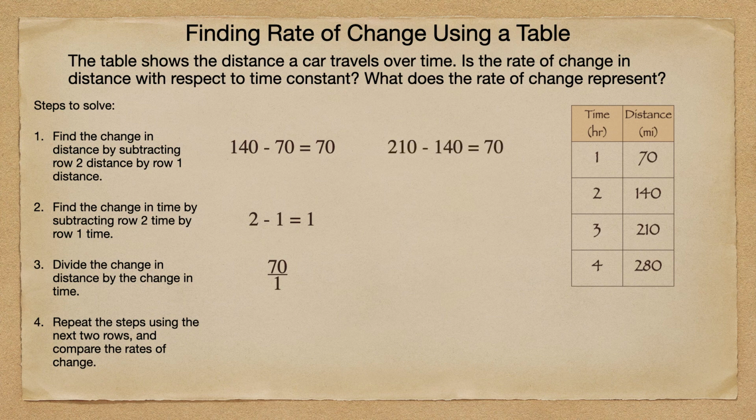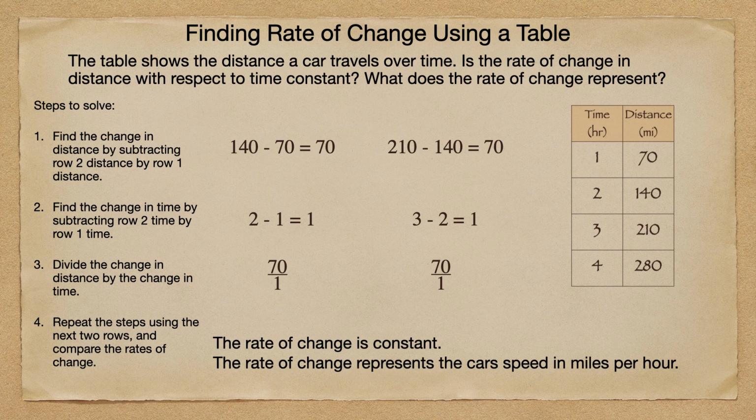Here we have 210 minus 140 also equals 70. 3 minus 2 equals 1. We're left again with 70 over 1. Being that these are the same rate, the rate of change is constant. The rate of change represents the car's speed in miles per hour.